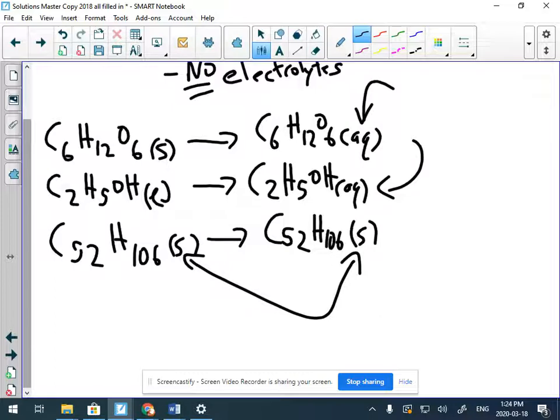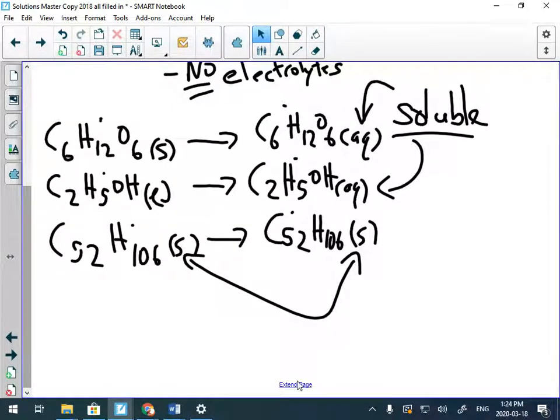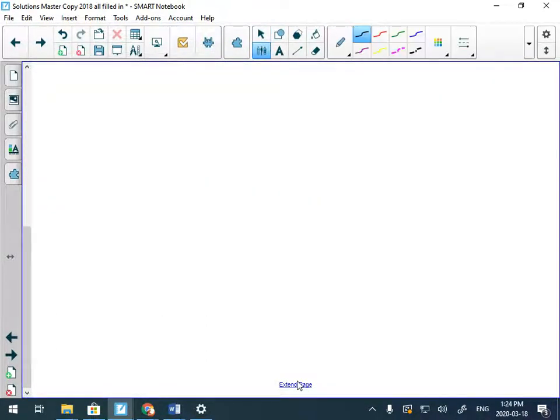As you can see, no ions. Oh, you can't see me pointing. I'm pointing here. As you can see, there's dots again, anxiety dots. The formula doesn't change. Only the states do if they are soluble. Okay, that is molecular compounds.